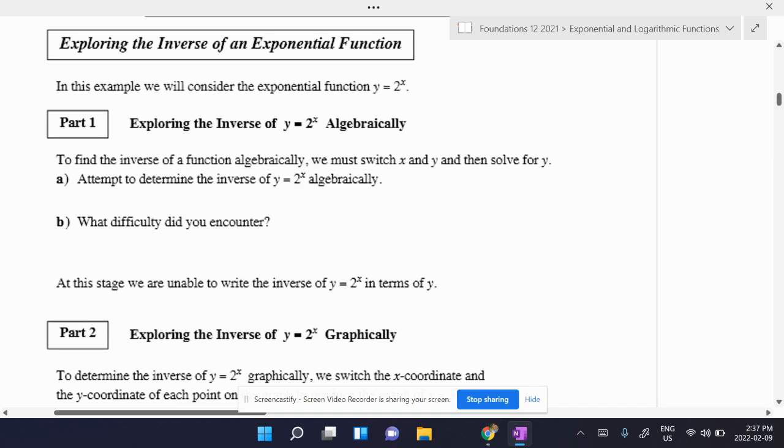So attempt to do this and then solve for y. So then I would say x is equal to 2 to the power of y. And then solve for y. We have a wee bit of a problem with what we know so far.